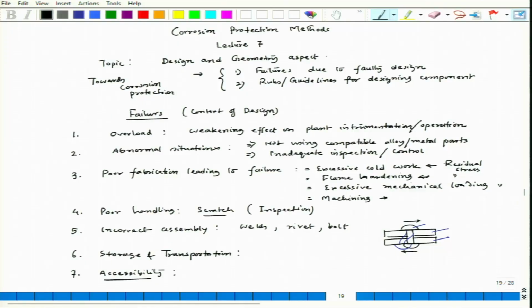So, that is what the design should be, such that accessibility is better. Otherwise, we will be protecting around that zone where the severe corrosion is taking place, rather than ignoring that part which is to be tackled in the beginning. That can later lead to a serious failure of that component. So, accessibility is a very important part, which is also related to inspection, control, as well as funding remedial action.